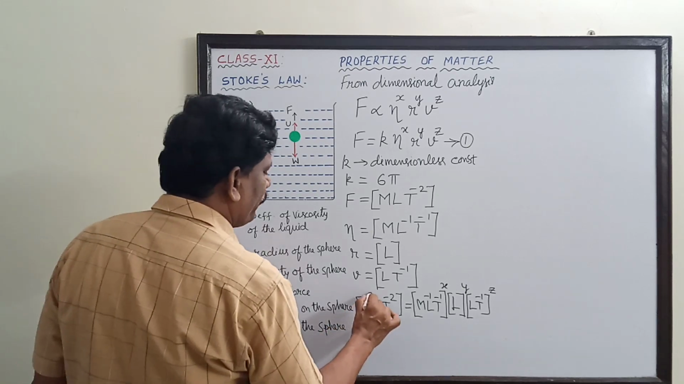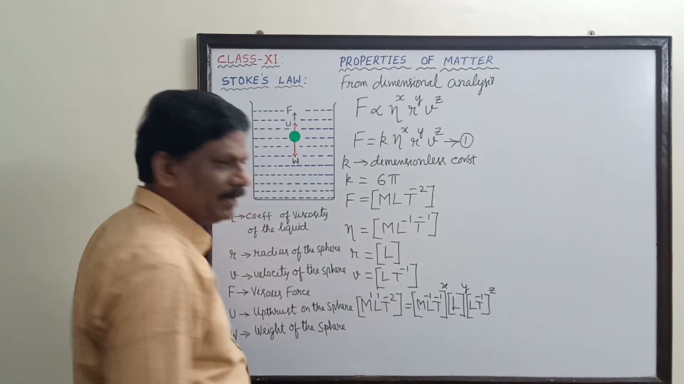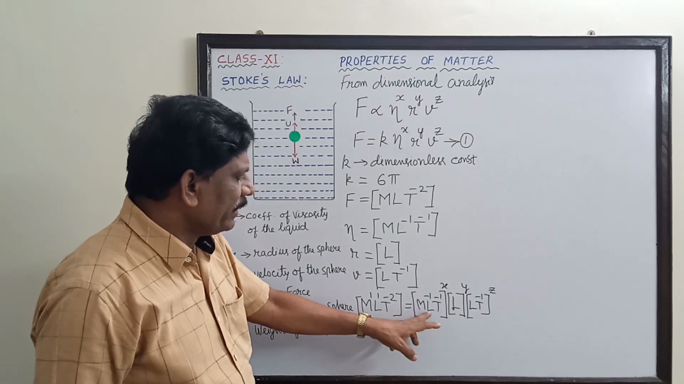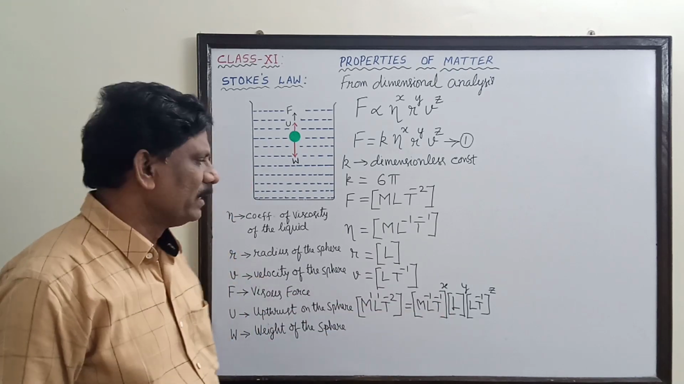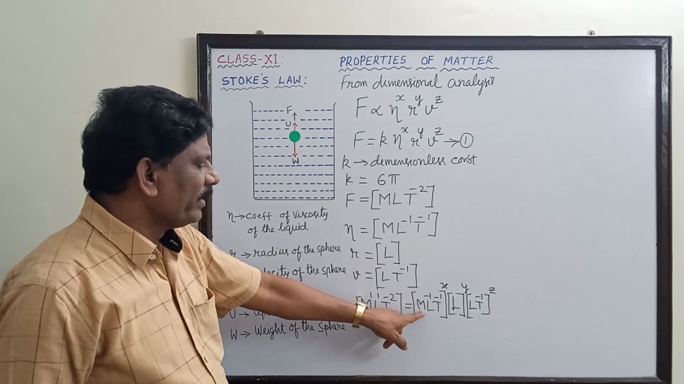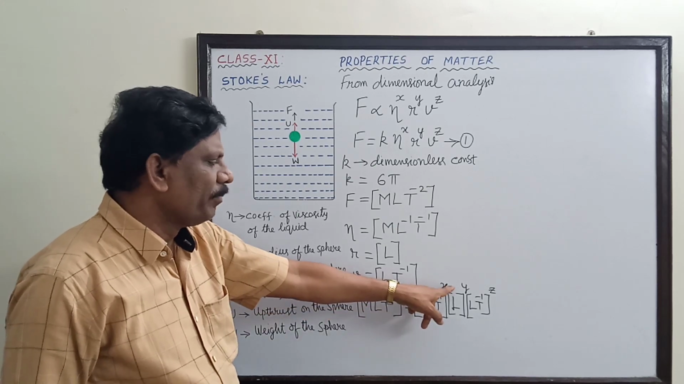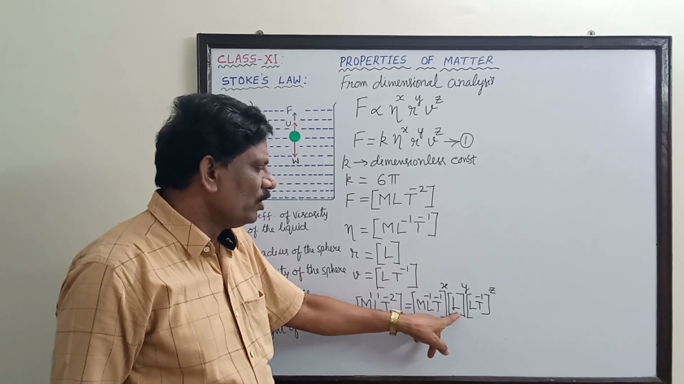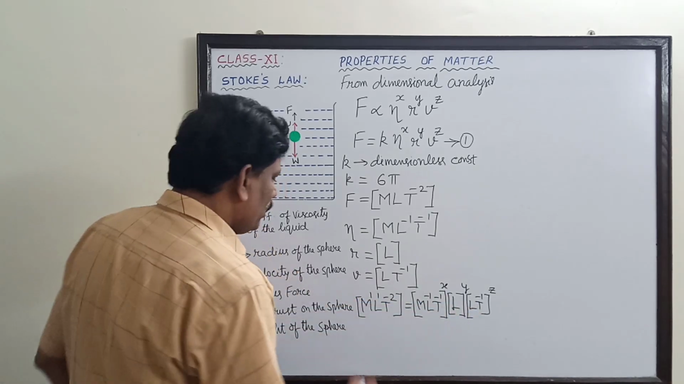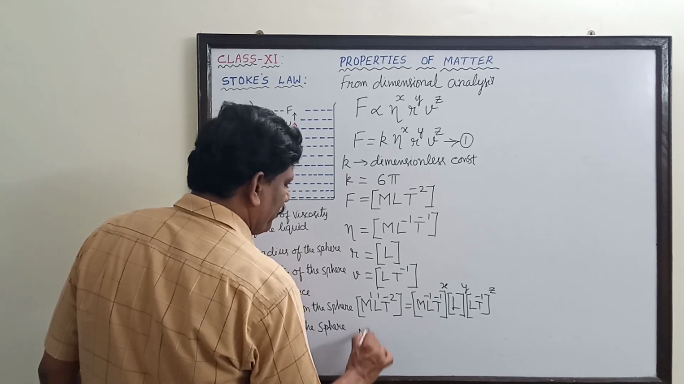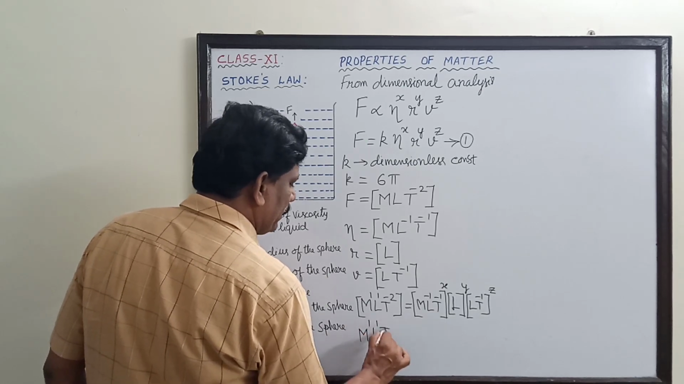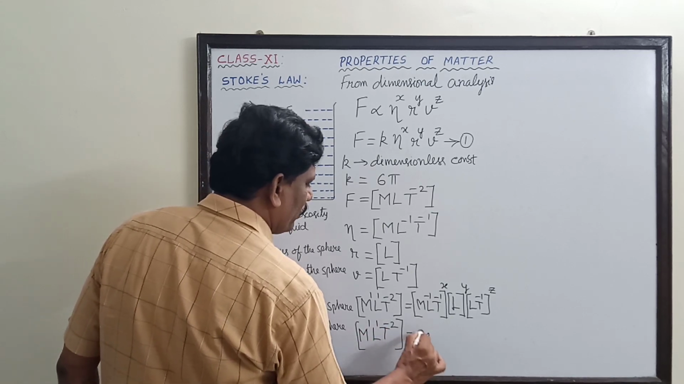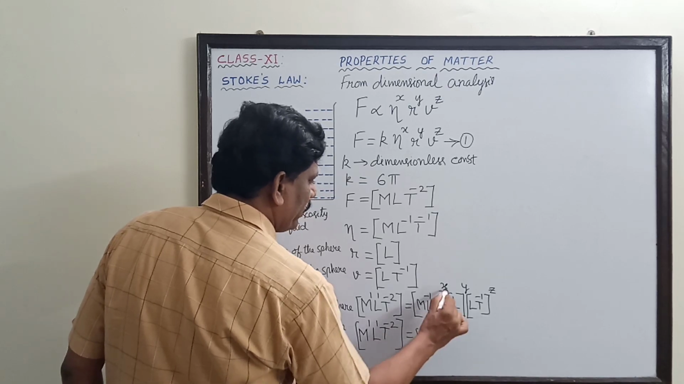Now the left hand side is M power 1, L power 1, T power minus 2. The right side is M power 1, L power minus 1, T power minus 1. Here M is raised to the power 1, but the whole power x, so M is raised to the power x. And here there are no mass terms. Therefore, I will write the left hand side M power 1, L power 1, T power minus 2, now equal to M raised to the power only x.